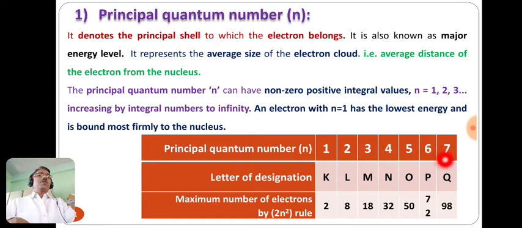Similarly, here n equals to 7, or when the principal quantum number is 7, then the maximum number of electrons that are accommodated is equal to twice n square. Twice n square means the value of n is 7, so square of 7 is 49 and 2 into 49 equals 98. So 98 electrons are accommodated in the 7th principal quantum number or 7th energy level. So this is about the principal quantum number.